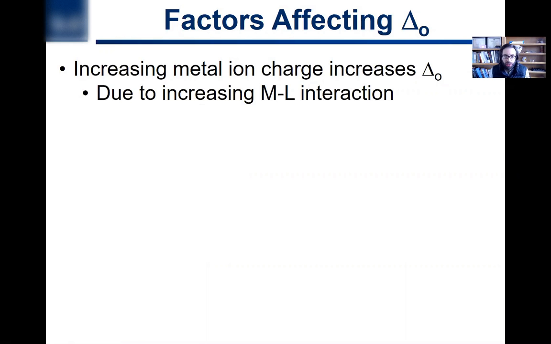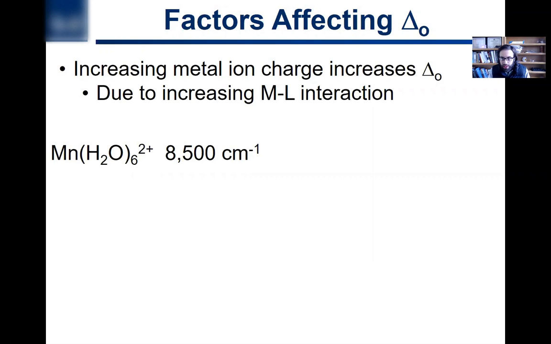One is ion charge. As you increase metal ion charge on the same metal, that increases delta O. Why is this? Well, you have more charge, you're pulling in the electrons closer, that's increased metal ligand interaction. Remember, this is all about electron-electron repulsion, crystal field theory is. And so that's going to cause your delta O to go up.